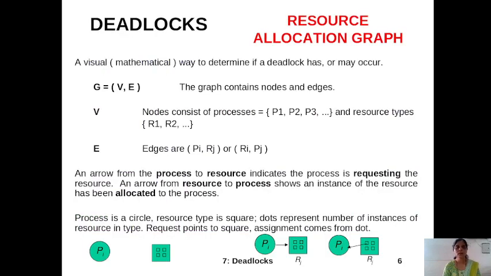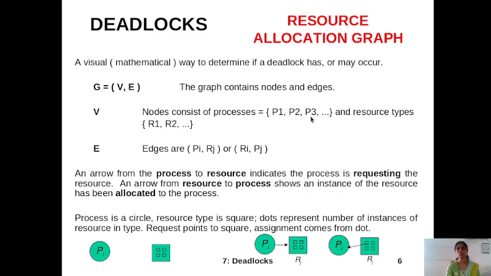So how do we understand this? How do we proceed further to analyze this? For that we have a resource allocation graph. It's just a visual or mathematical way to determine if a deadlock has or may occur. So it's just a graph. A graph may have a set of vertices indicated by V. V in this case are nothing but the processes. The nodes act here as processes.